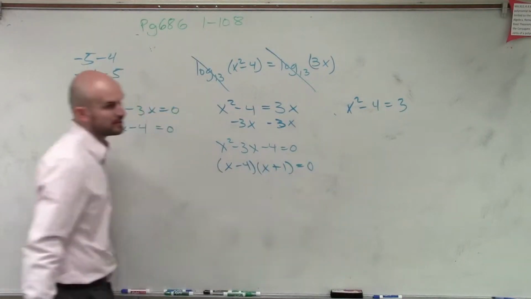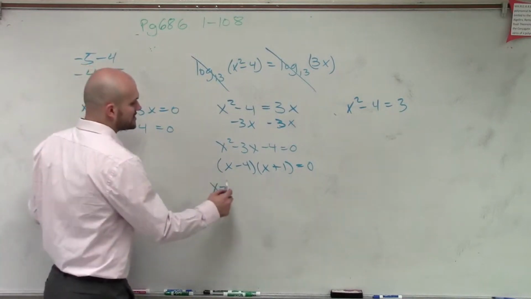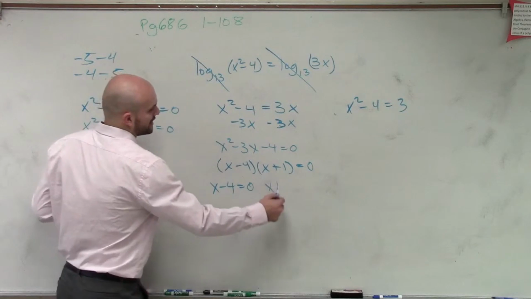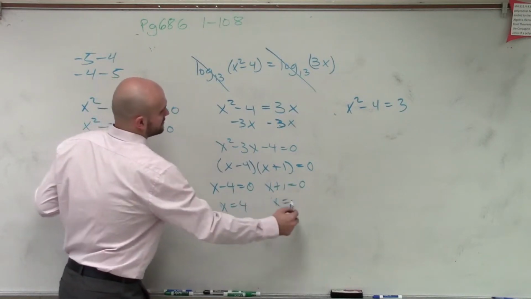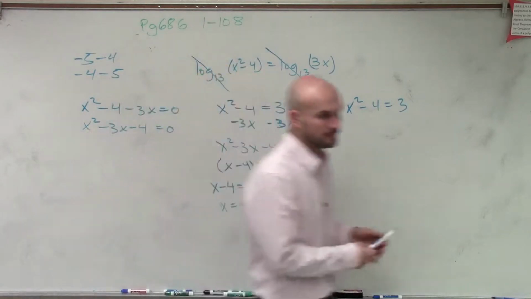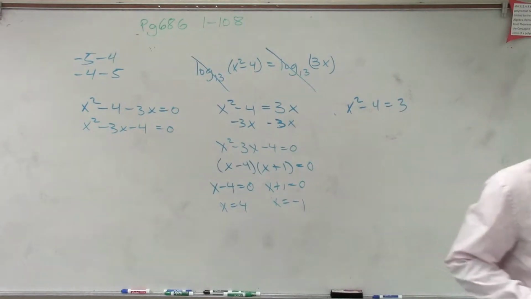And the reason why we like using factoring is because now I can apply the zero product property, which states x minus 4 has to equal 0 and x plus 1 has to equal 0. So therefore, x equals 4 and x equals negative 1. OK? Questions? Anything else?